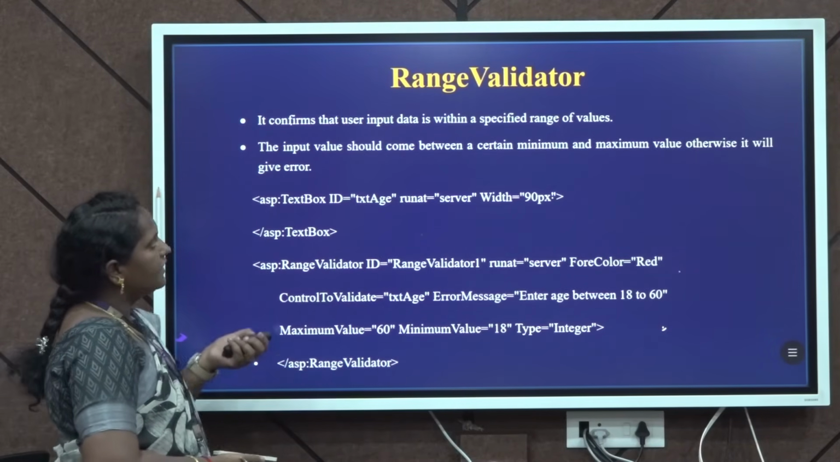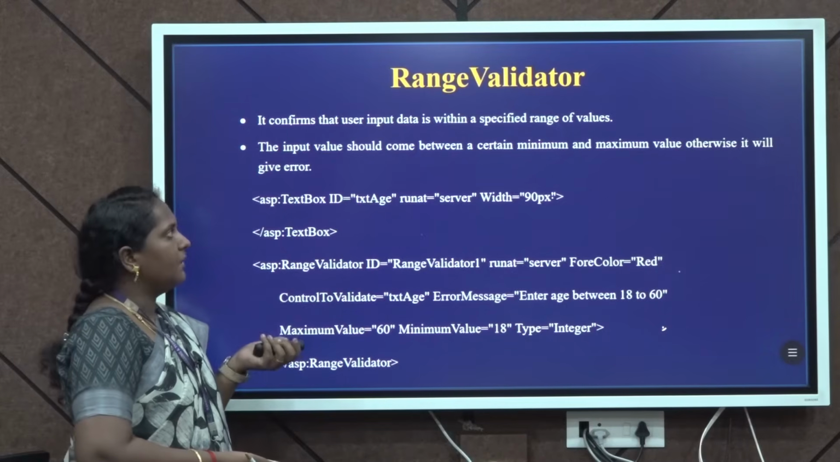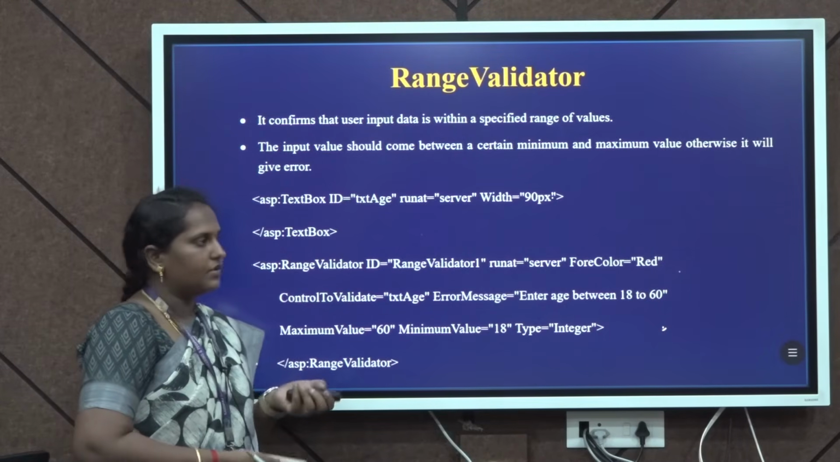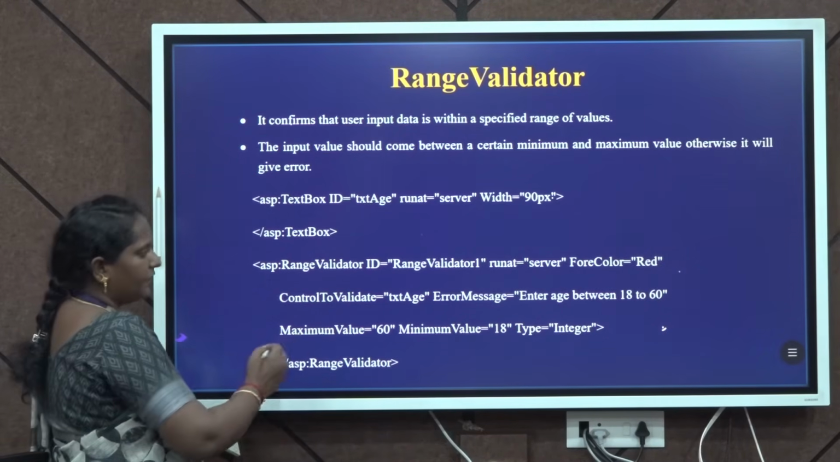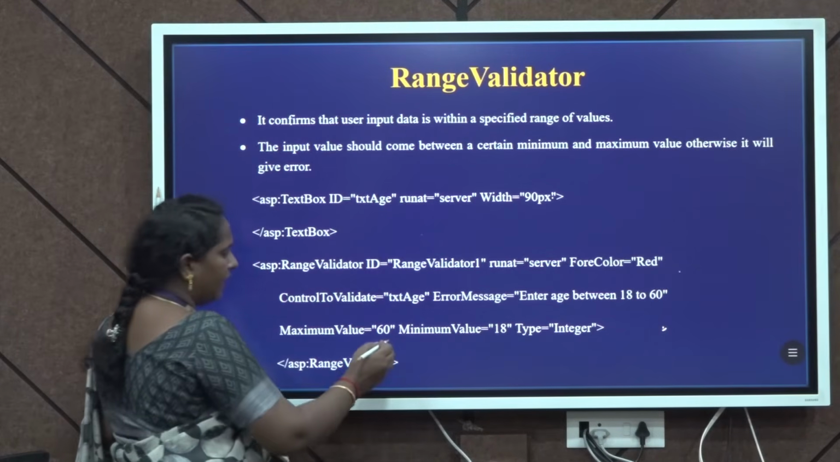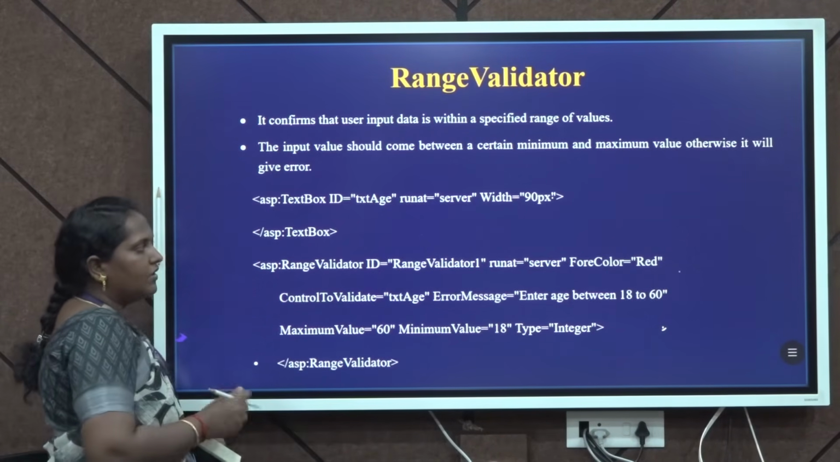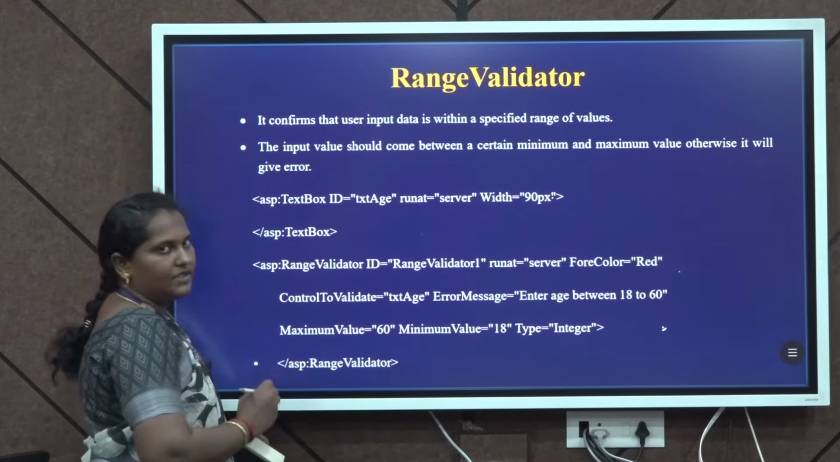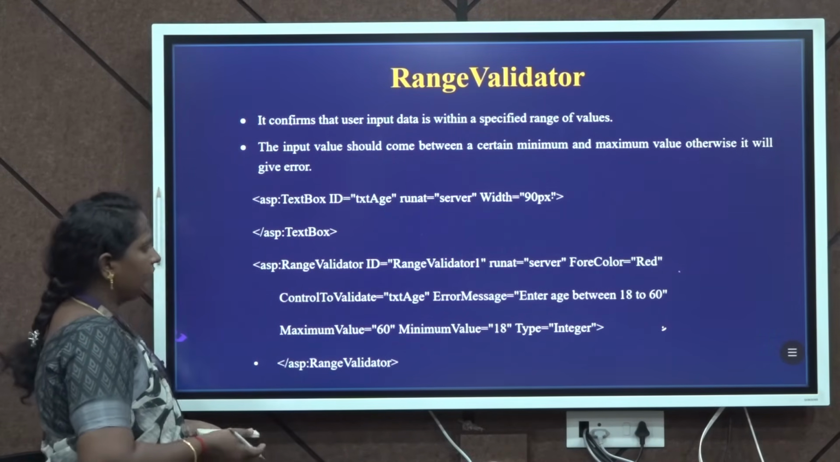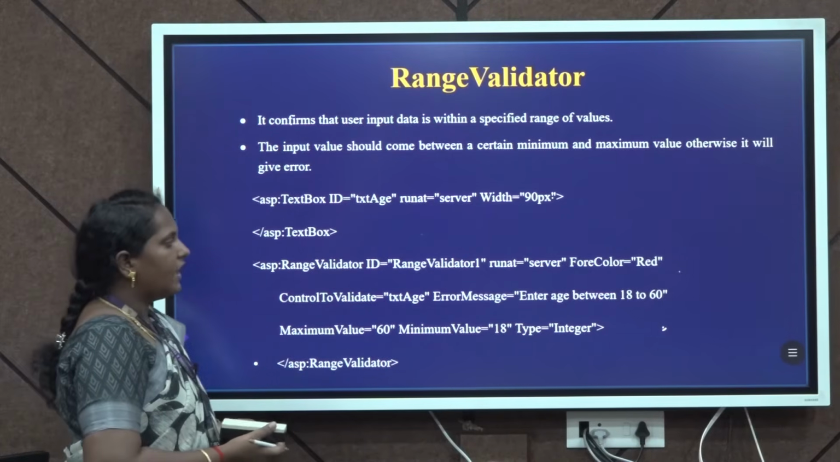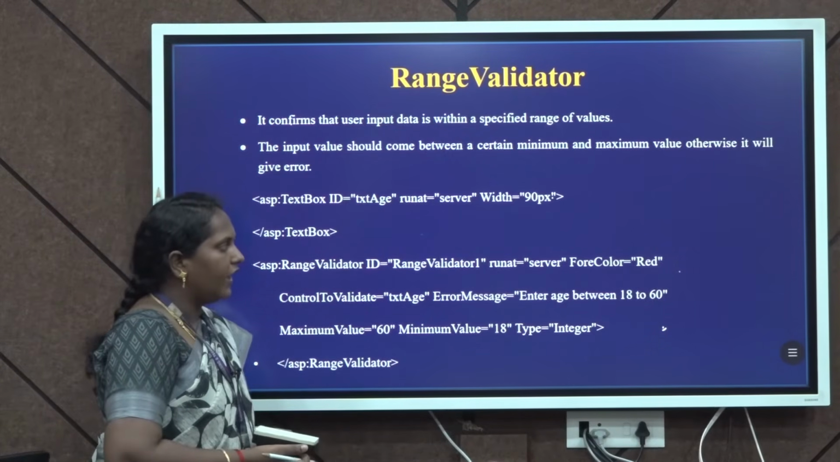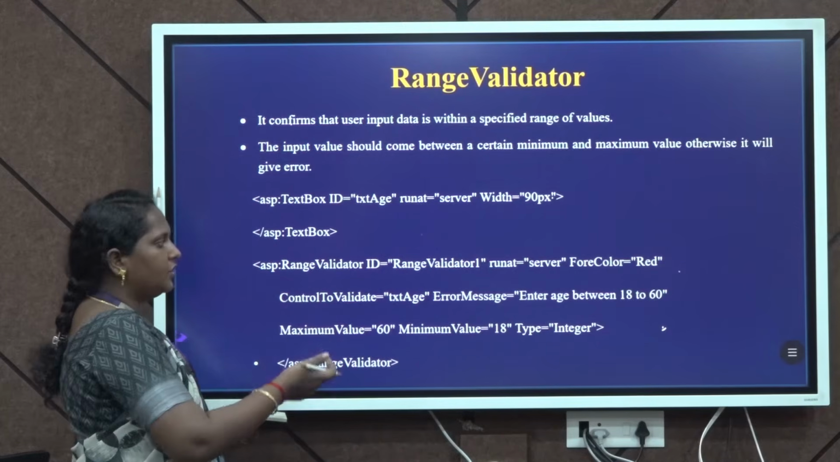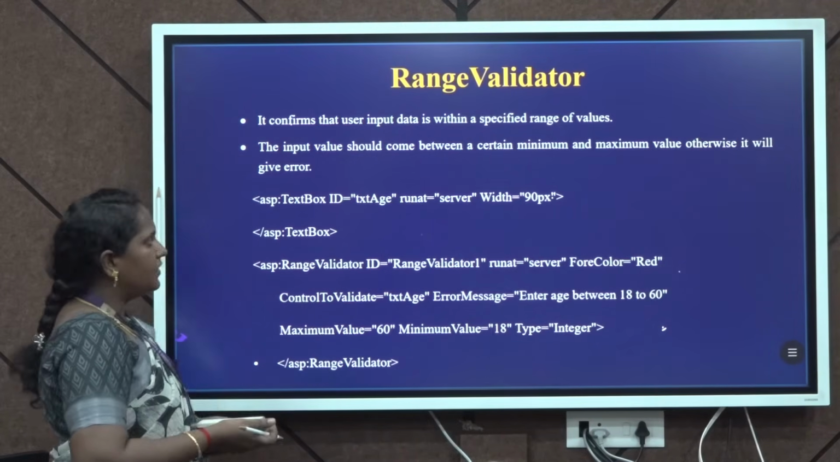And then the range validator. It allows only a specific range of values. Here I mention minimum value 18 and maximum value 60. So it will allow only values between 18 and 60. If I enter any other value other than this, it will show the error message to the users.